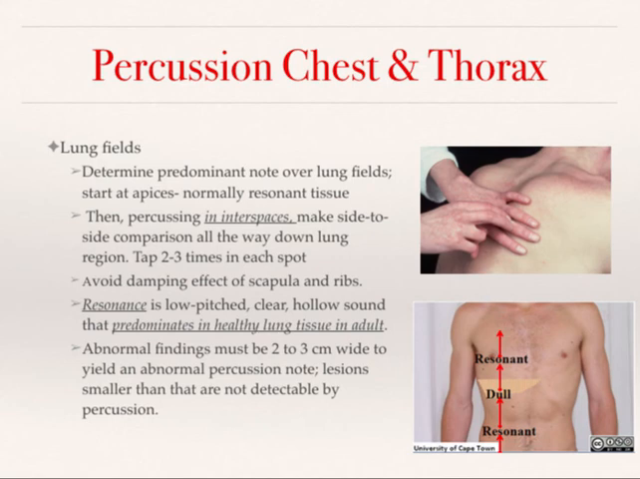In order to even pick up percussion notes that are different or abnormal, it really needs to be a relatively large area of consolidation or a lesion within the lung. For instance, if it was a tumor, it has to be pretty big before you can even pick it up on percussion.